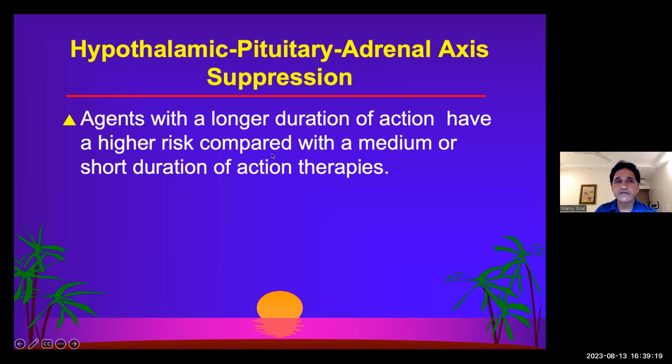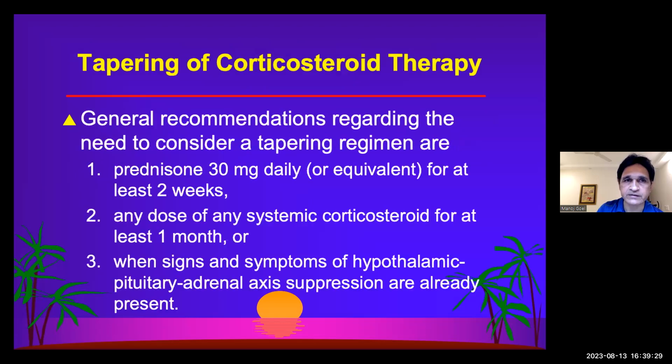Agents with a longer duration of action have a higher risk compared with medium or short duration of action therapy. For example, dexamethasone therefore would have a higher risk of causing HPA axis suppression as compared to others. Now, to take care of the HPA suppression, we have to taper the doses of corticosteroid, particularly if they are used for a long period of time.